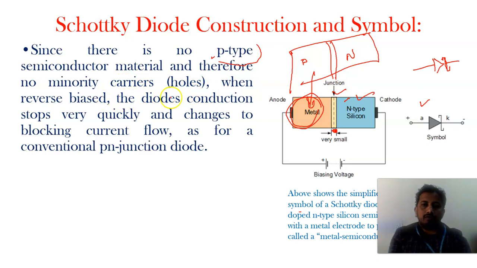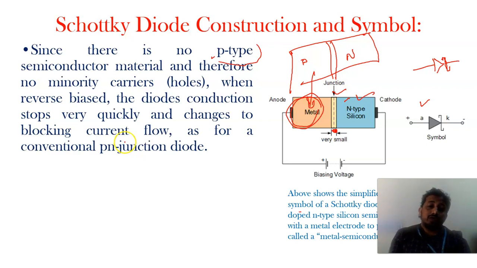When you go for forward bias, it is okay, but when you go for reverse bias, the device stops conducting very quickly and blocks the current flow. It stops very quickly.